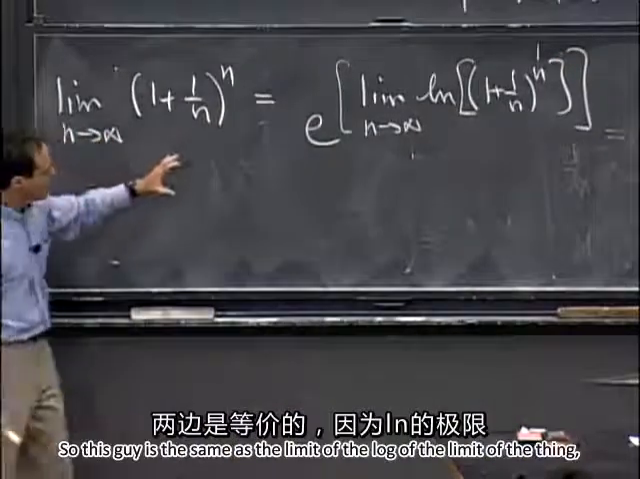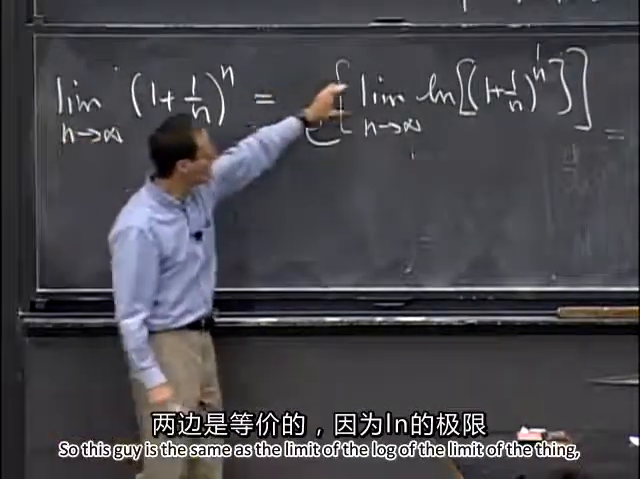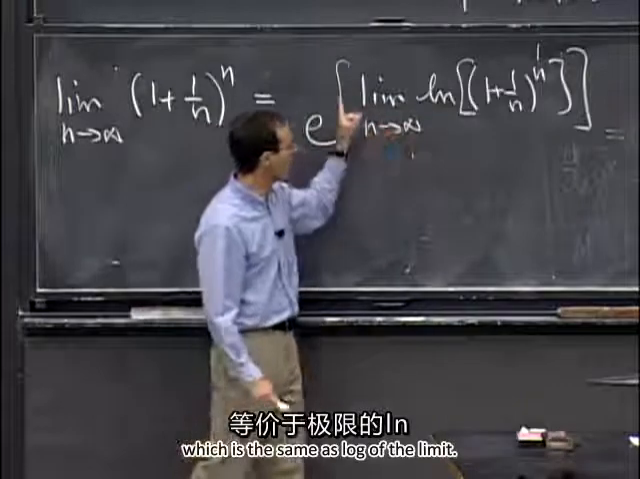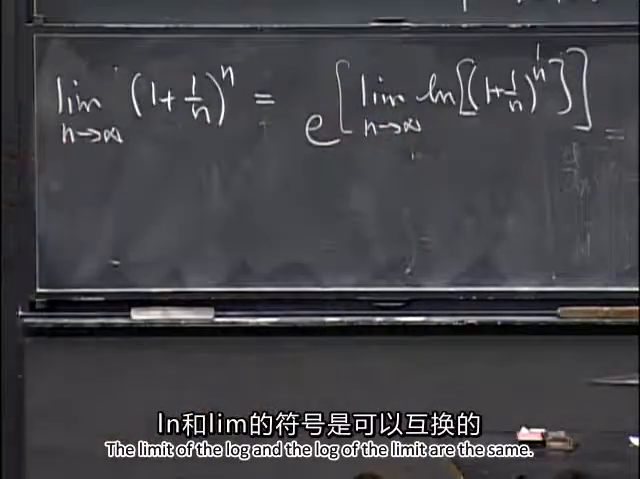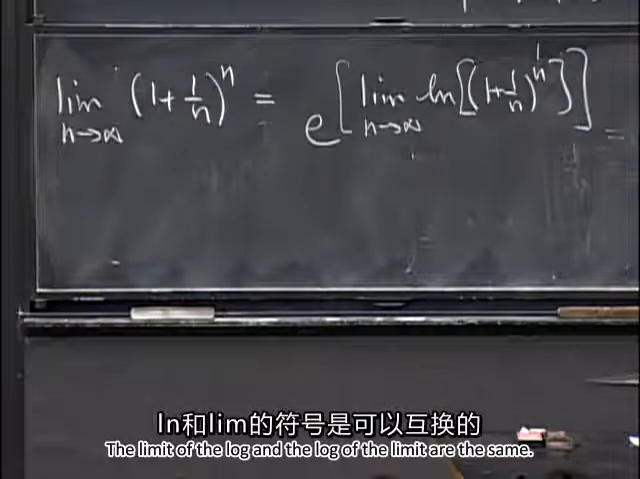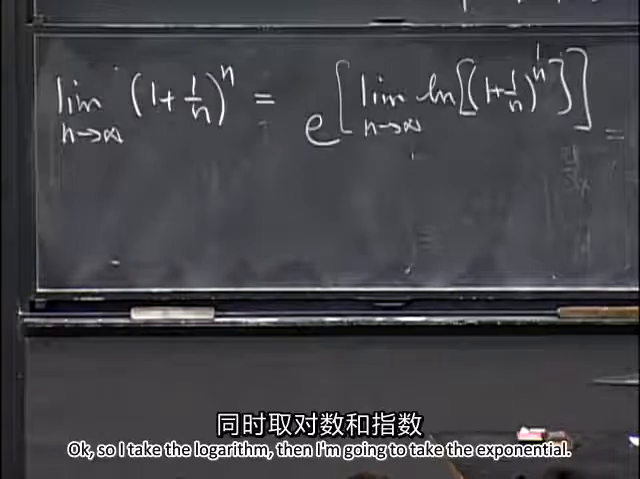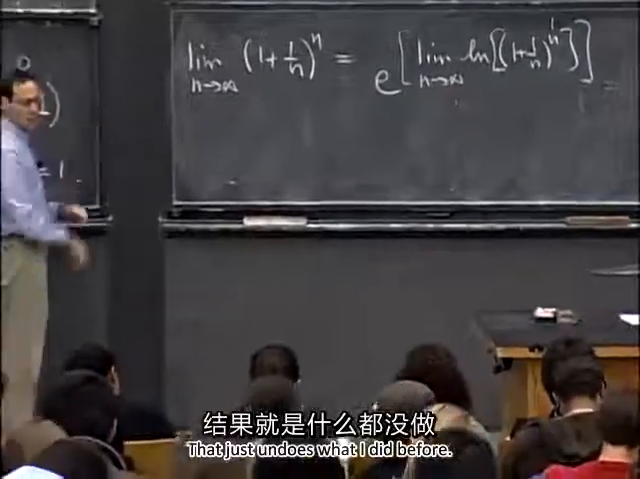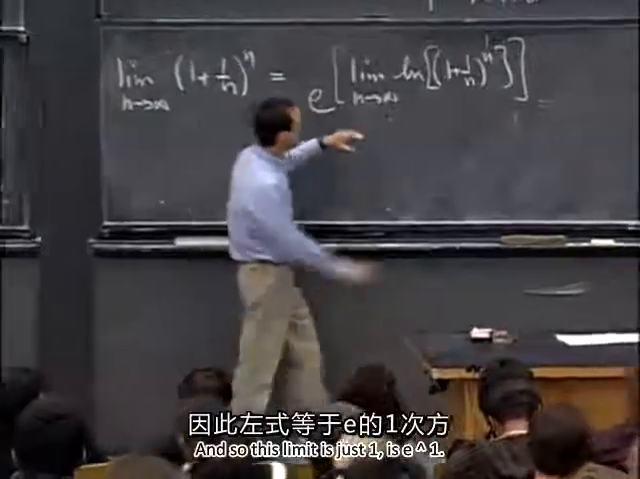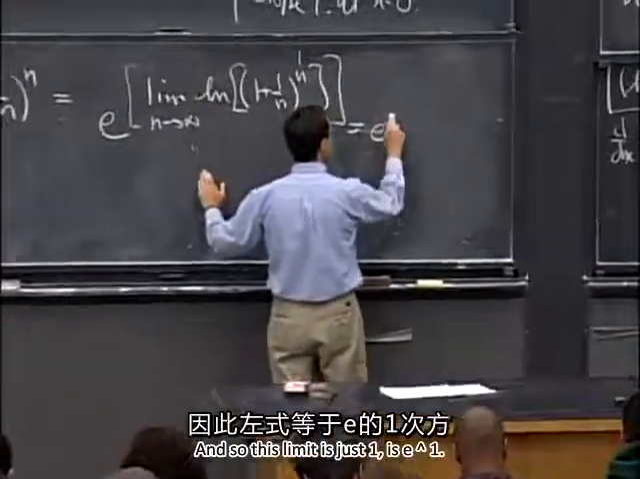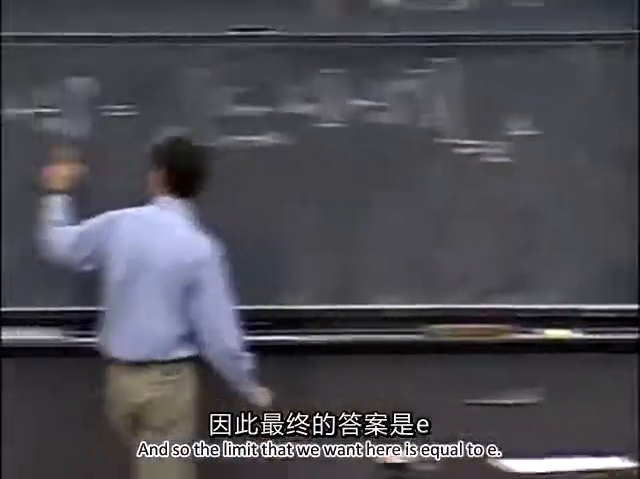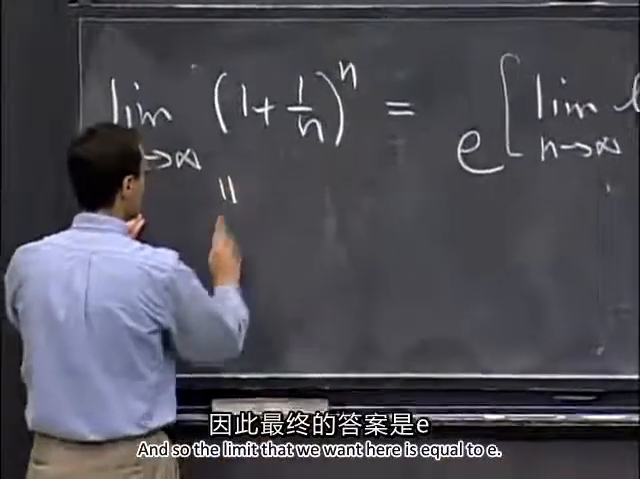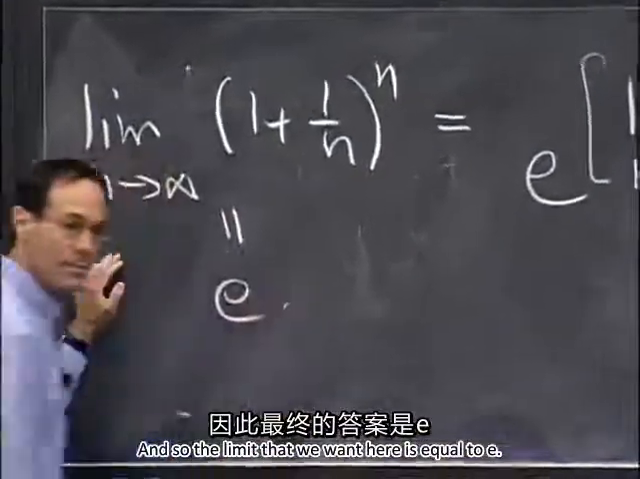So this guy is the same as the limit of the log of the limit of this thing, which is the same as the log of the limit. The limit of the log and the log of the limit are the same. Log lim equals lim log. Okay, so I take the logarithm, I take the exponential. That just undoes what I did before. And so this limit is just 1. So this is e to the 1. And so this limit that we want here is equal to e.